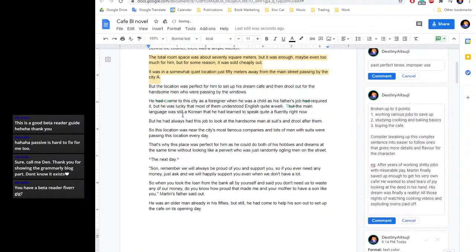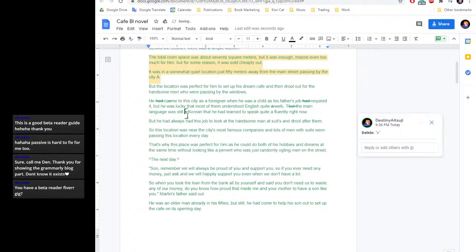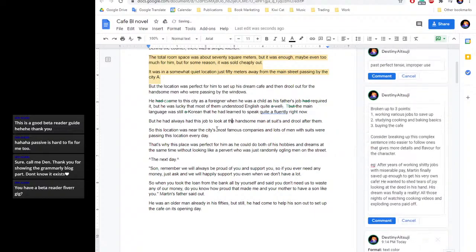The main language was still Korean that he passive again. That he learned to speak. Okay, I don't know why these particles are all over the place, but particles, please watch your particles. I have a habit to omit them. This person has a habit to add them.